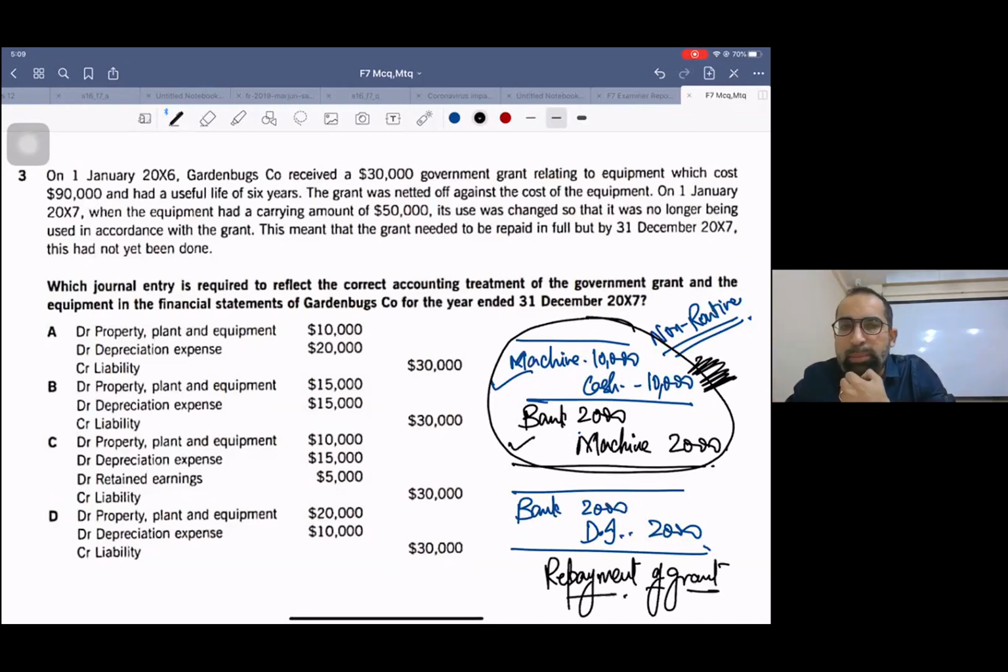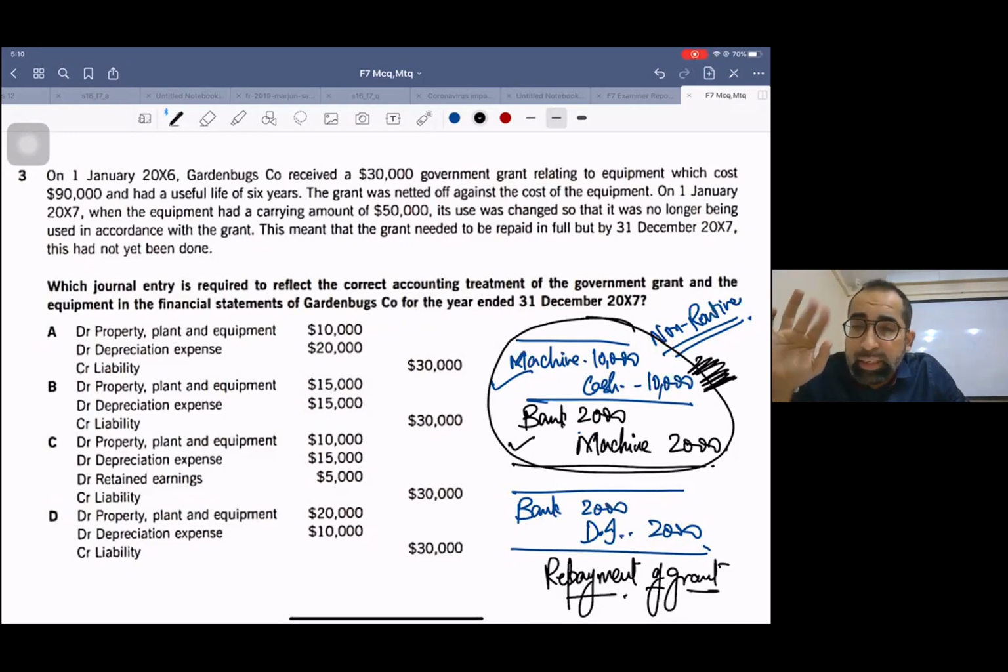So when you have to repay the grant, it's treated as a change in accounting estimate. Repayment of a grant is treated as a change in accounting estimate because suddenly you fail to provide the condition, you couldn't meet the condition, and you need to repay it.